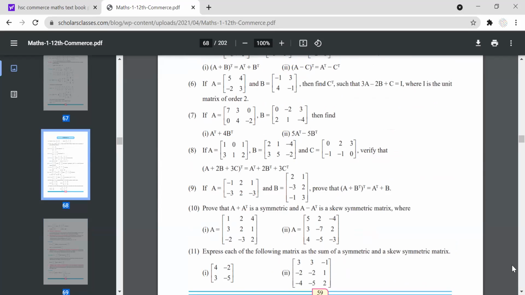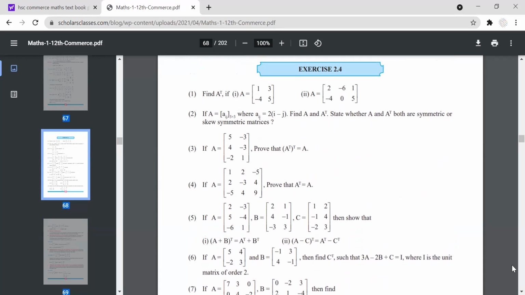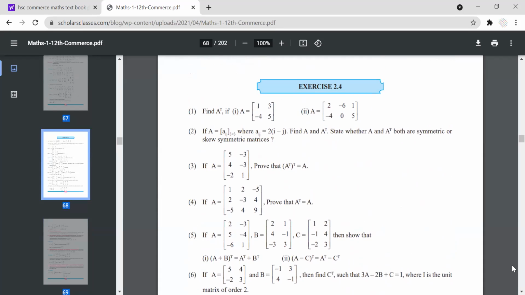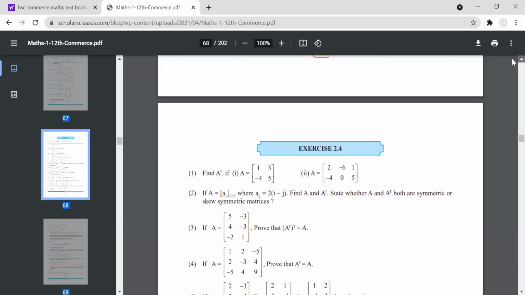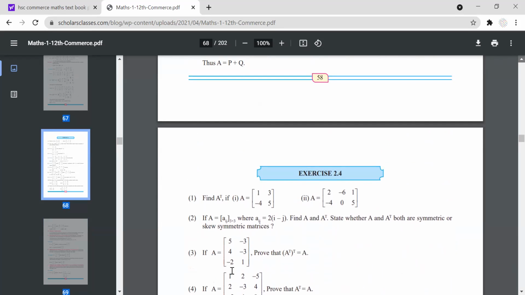Now we'll go on to the next exercise, that is 2.4. It is all based on transpose. So see, find A transpose if A is this. Now what will be the transpose in this case? If A is this, then A transpose will become, the first row will become first column, second row will become second column. Similarly here, first row will become first column, second row will become second column.